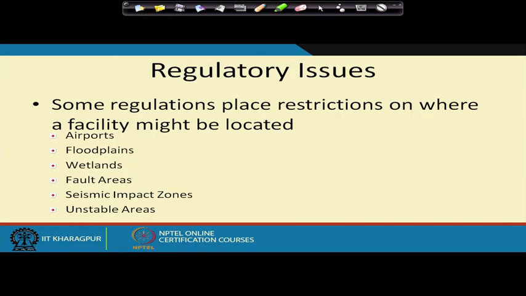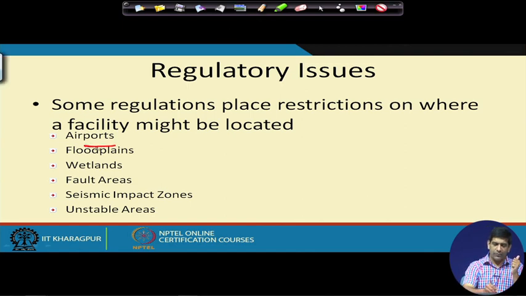In terms of the regulatory issues, there are some regulations that place restrictions on where the facility might be located. We don't want it close to an airport, because that's totally a no-no. We don't want it close to a floodplain, wetlands, fault areas, seismic impact zones, or unstable areas. For some, it's an obvious thing. We know that we don't want it near a seismic impact zone. Sometimes we don't have any other choice, and we do have several dump sites in India which are on seismic impact zones, in unstable areas, or even close to wetlands. But as per regulation, for these engineered landfills, the Waste Management Rules of 2016 have certain restrictions on where landfills could be.